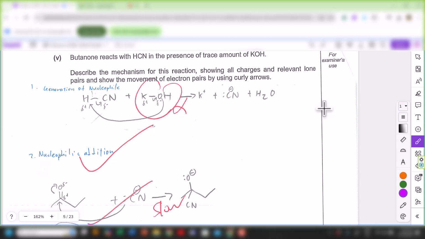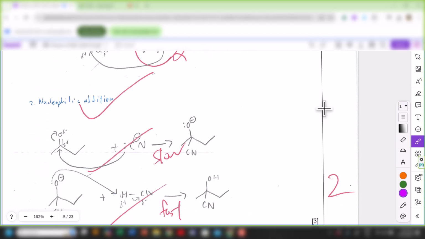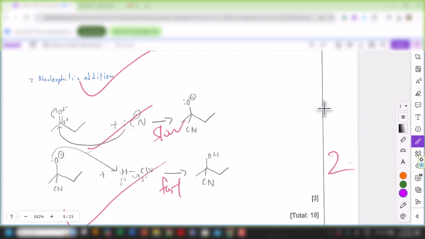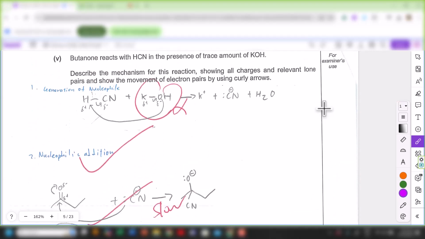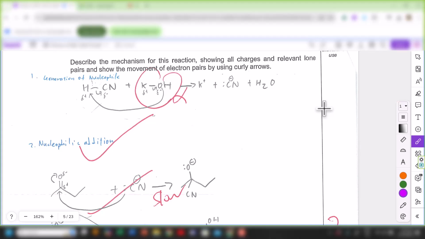Then this nucleophilic addition is the last part. I think the learning objective needs to be in. So again, for nucleophilic addition, remember that your potassium hydroxide is actually an ionic compound, so there shouldn't be a covalent bond. And you can actually show the generation of H+ and CN- if you wish to. You can simply just write this.